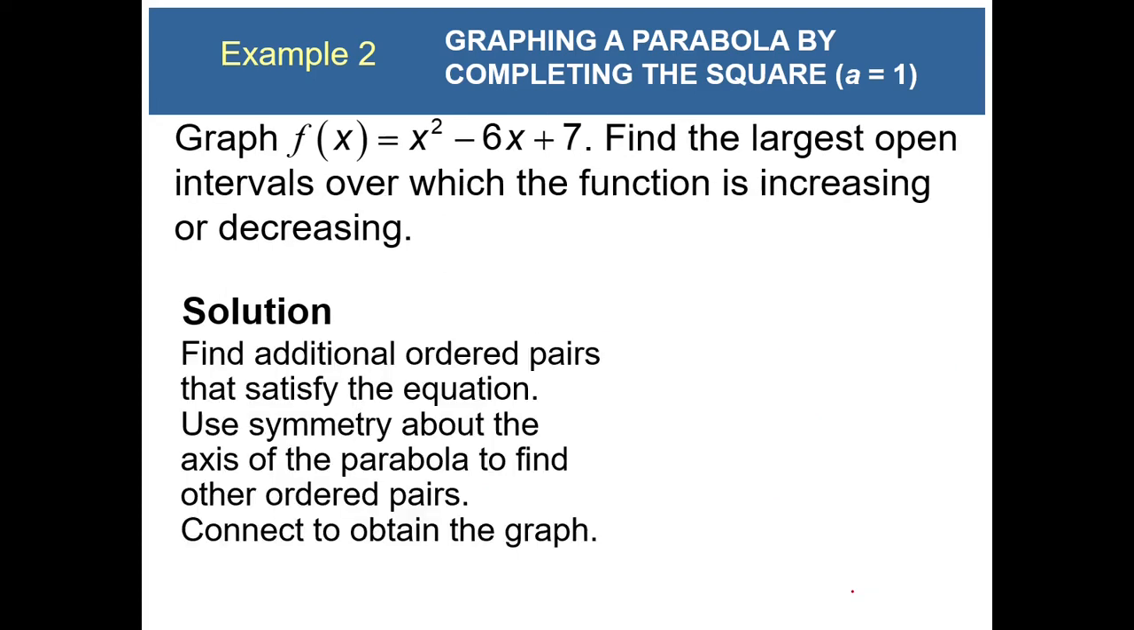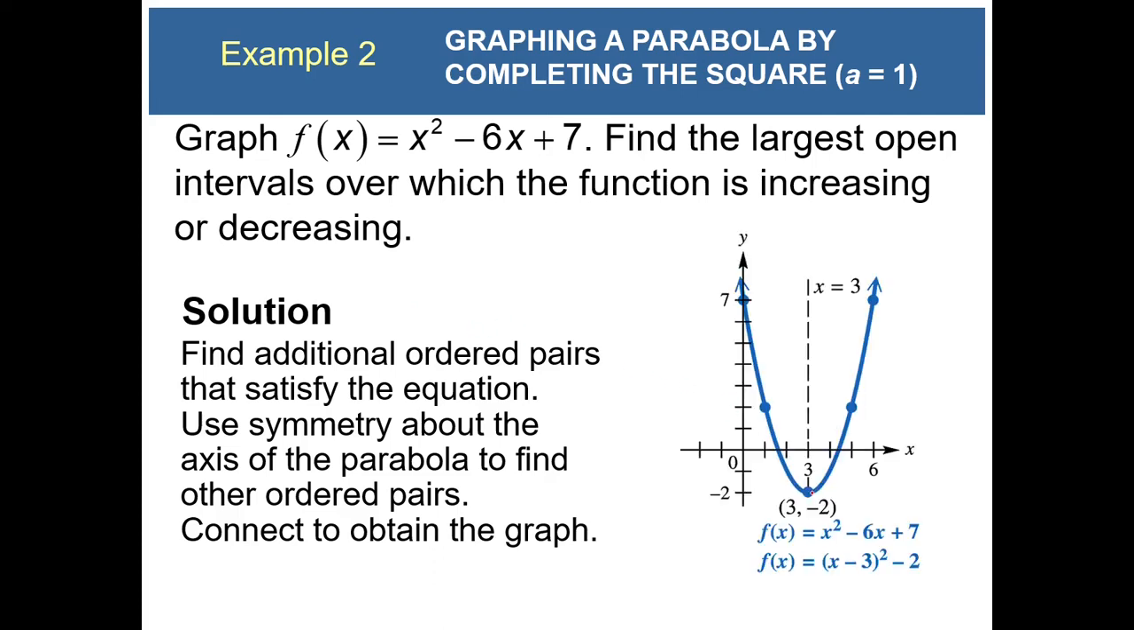Now we're going to use symmetry to find additional values. And all I need to do is plot points to find the additional value. I always start the graph by plotting the vertex first. So we'll plot 3, negative 2, and then we'll find an additional value. If I plug in 1, which is really easy to plug in, I get f of 1 equals 1 squared minus 6 times 1 plus 7.